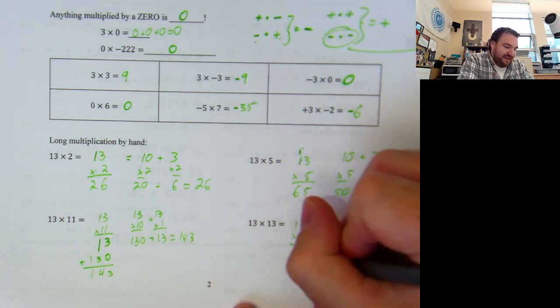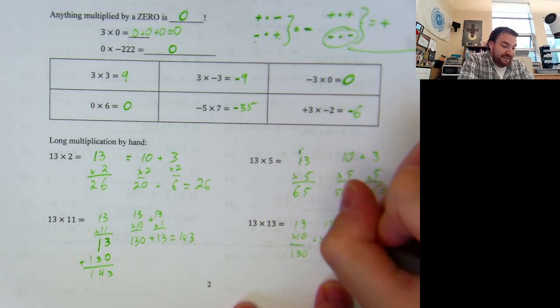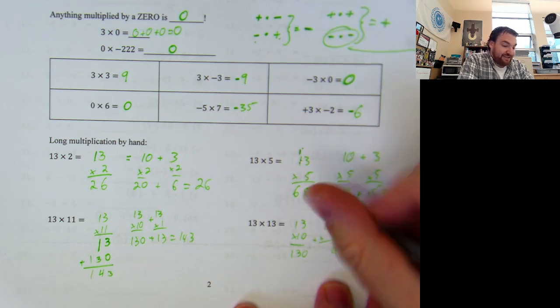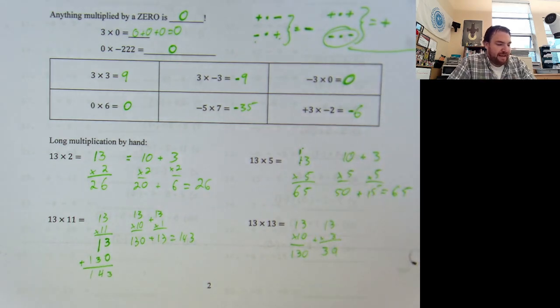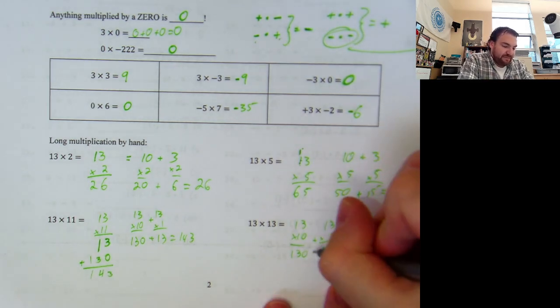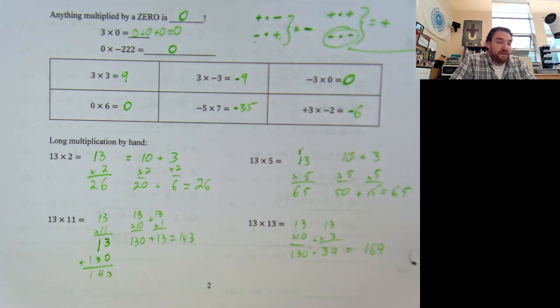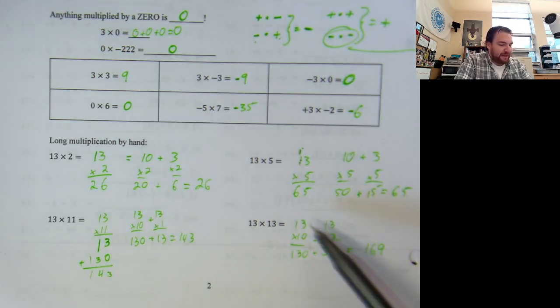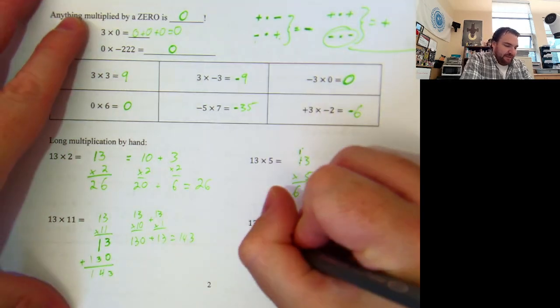So 13 times 10 is going to be 130. 13 times 3: 3 times 3 is 9, 3 times 10 is 30. We could break this thing down further if we wanted to. And add those things together. 169. If you don't want to write it out that way, and again, you don't have to break it down this time, but I wanted to show you what we're actually doing here, for those of you who have perhaps forgotten why longhand multiplication works.